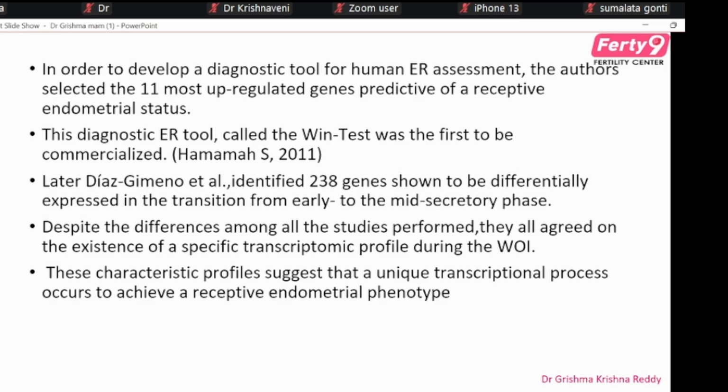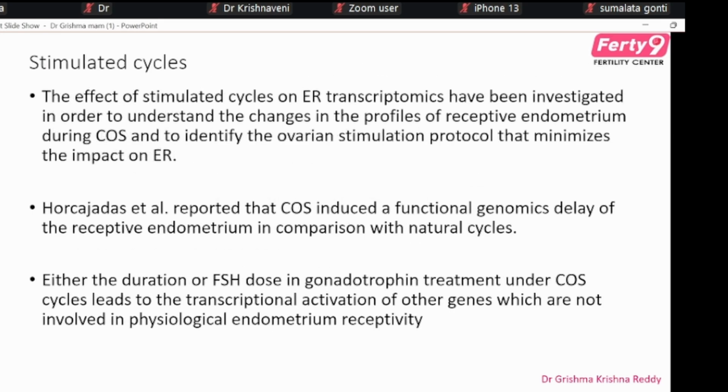This diagnostic tool, which is called the WIN test, was the first to be commercialized. Later, they identified 238 genes shown to be differentially expressed in the transition from the early to the mid-secretory phase. So whenever we are doing ERA, they study all these 238 genes and then give the report based on the specific transcriptomic profile during the window of implantation of fertile women. These characteristic profiles suggest that a unique transcriptional process occurs to achieve a receptive endometrial phenotype.